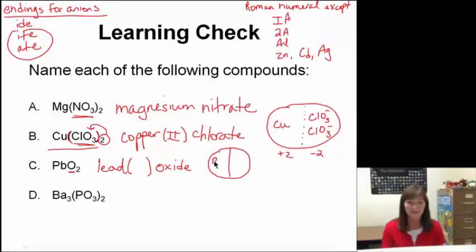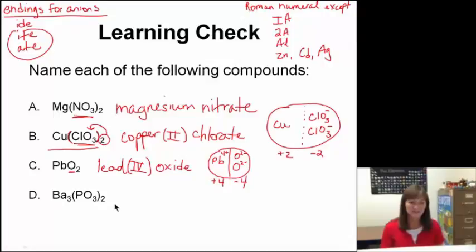I have got 1 lead and 2 oxygens. I always have some means of figuring out the charge on the anion, and since it's in the 6A family, all 6A nonmetals become 2-, so that gives me a -4 coming in from the anion side. So my cations need to bring in a +4. And I only have one lead, so it is going to be a 4+. So that is my Roman numeral, lead 4 oxide.